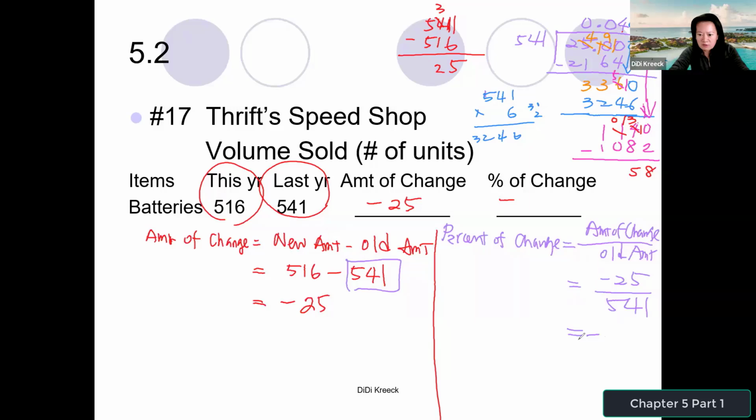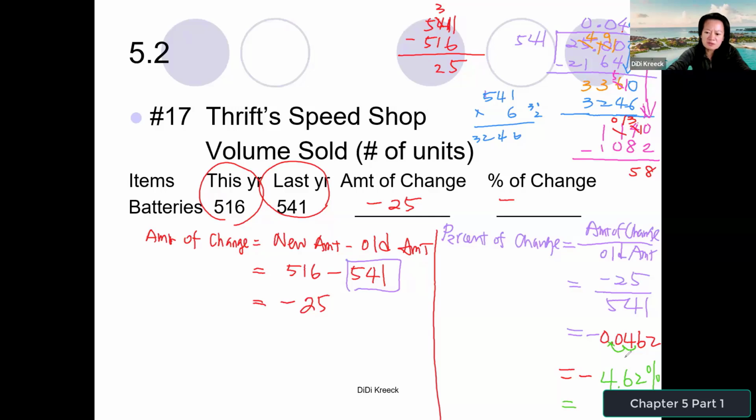Okay, we have 0.0462. And carry down the negative sign. Okay, changing this decimal to a percent, we simply move the decimal point 2 places to the right and add a percent sign, or multiply by 100, right? So if I move the decimal point 2 places to the right, 1, 2, it will be 4.62%. And remember, we need to do rounding to the nearest tenth of the percent.